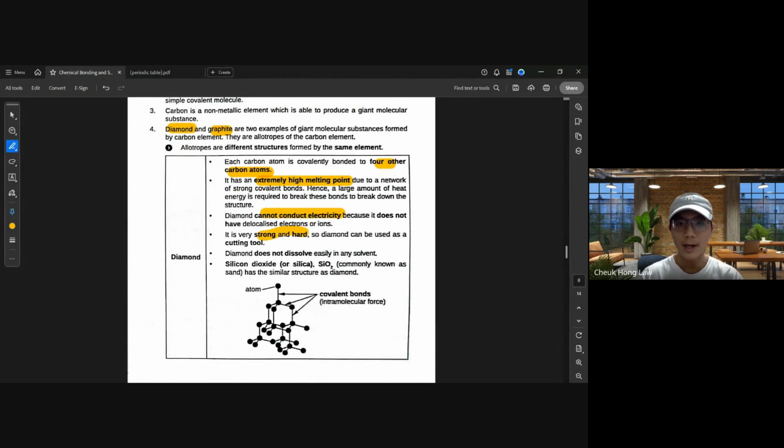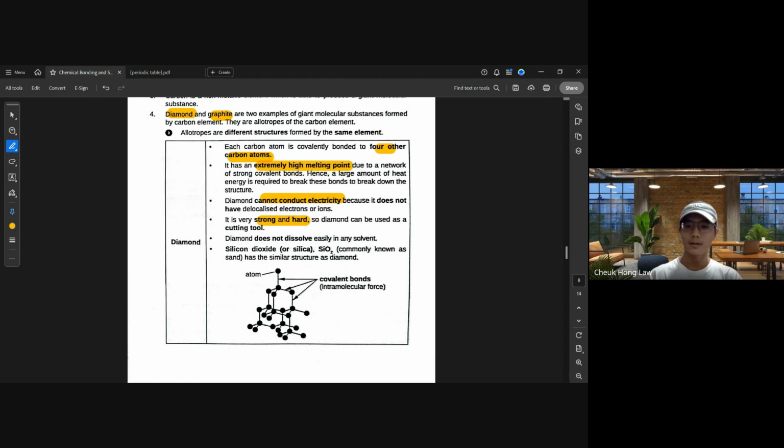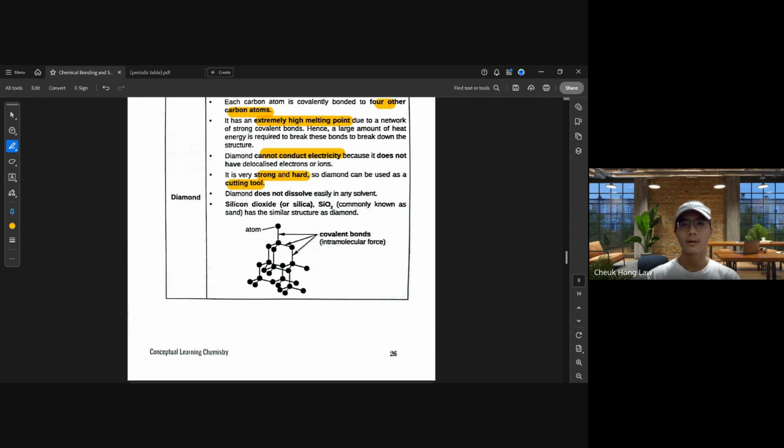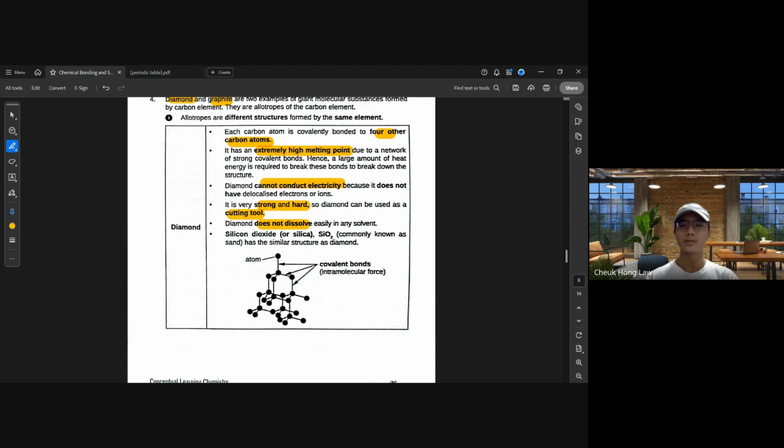Okay, it is very strong and hard. This is the third property. Same reason as why it has a high melting point, because there are strong covalent bonds between the carbon atoms. So it requires a large amount of force to overcome the bonds. That's why diamond is strong and hard. Okay, so since it's so strong and hard, it is usually used as a cutting tool. Okay, fourth property, diamond does not dissolve easily in any solvent. So your water, your organic solvents, it doesn't really dissolve.